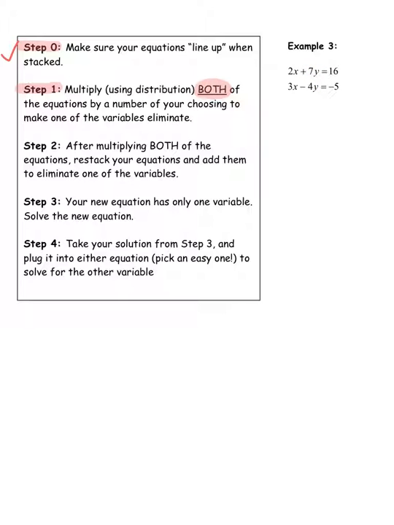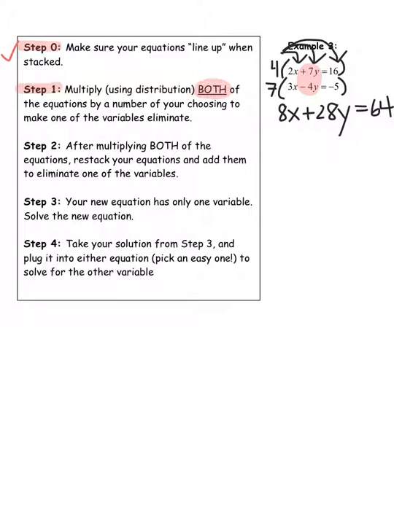So I'm just going to pick one of these, and I'm going to actually pick the y's because one is positive and one is negative, and that's going to do a little bit of the work for me. So I'm going to multiply this top equation and this bottom equation both by a number. I'm going to multiply the top equation by 4, the bottom equation by 7. I'm going to rewrite my equations here. So I get 4 times 2x, that's 8x. 4 times 7y, that's 28y. And 4 times 16, that's positive 64.